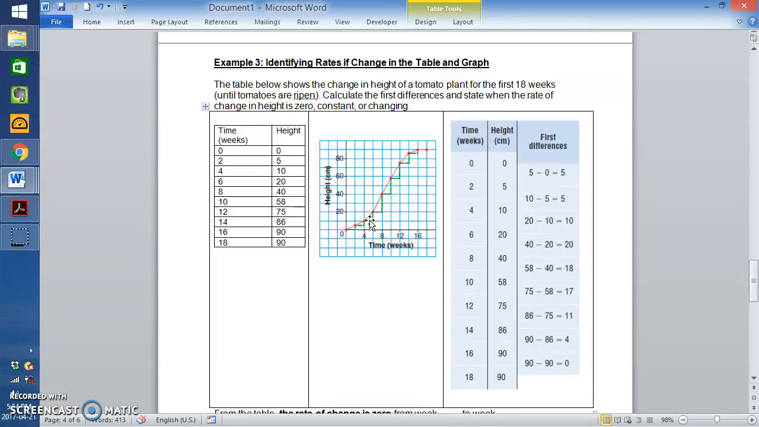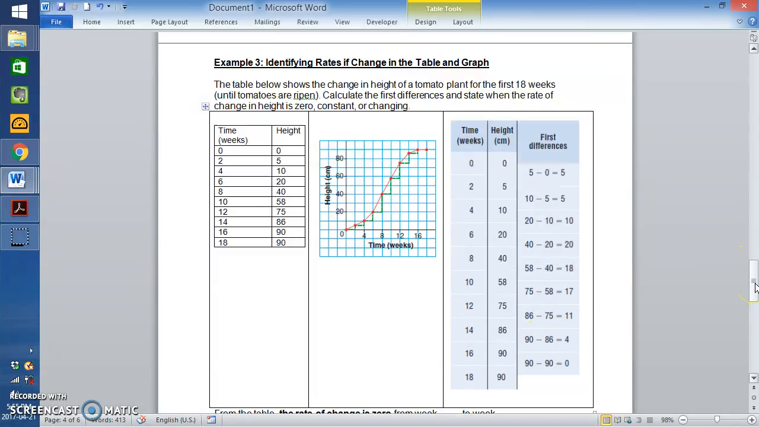And how is that represented on the graph? It's a curve. It's not a straight line. It's not a horizontal line. It is a curve that is increasing from week to week. And as we see here, at week 12, the average rate of change, which started at week 10, has started to slow down until it reaches the constant rate of change.